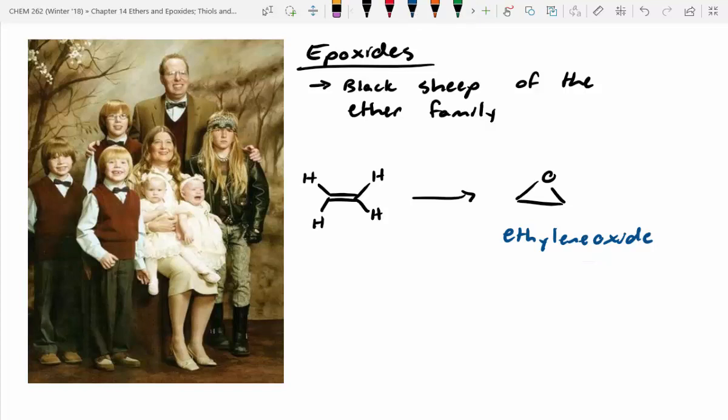How do we go about making an alkene into an epoxide? What reagent do we need? MCPBA, the metachloroperoxybenzoic acid. It's the one we're most familiar with, right? And then if we throw in acid and water, we can make a diol. But we can stop here and actually just work with this epoxide. Why is this so different than normal ethers?